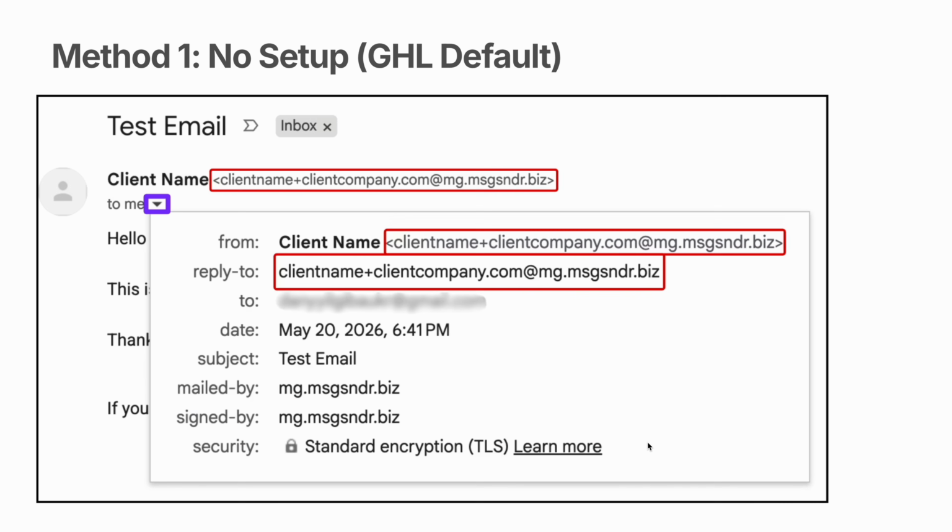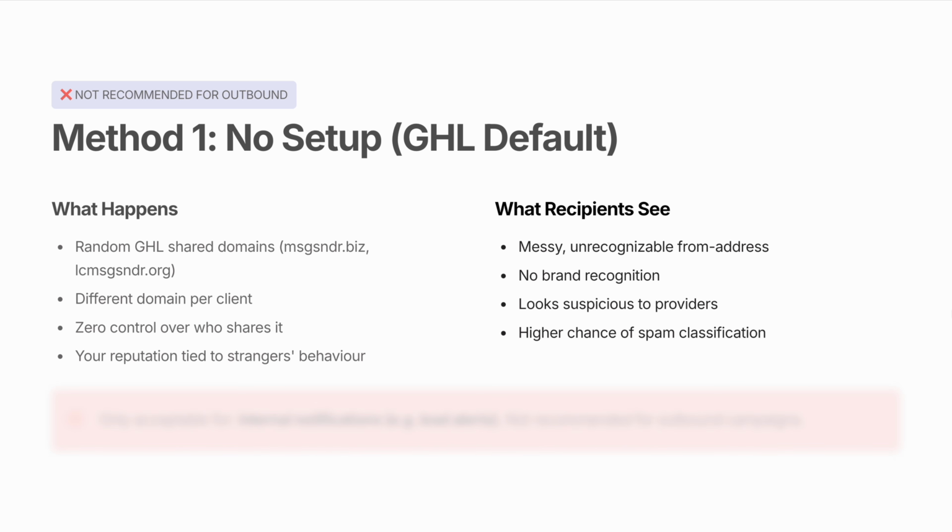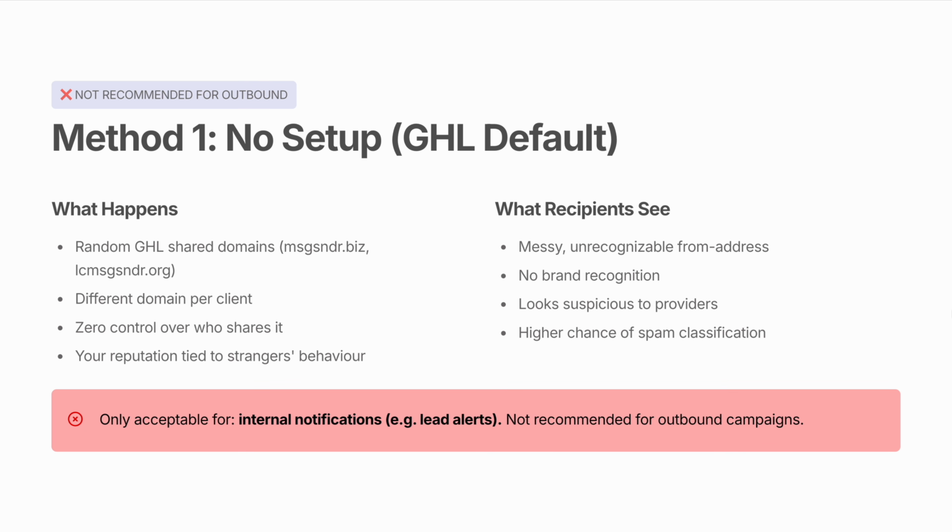And look at what the email recipients usually see in their inbox. That from address, it's messy. It's unprofessional, and it tells the email provider absolutely nothing trustworthy about who is sending this. The only time this is acceptable is for internal system notifications, like alerting your client when a new lead comes in. It's good for low volume, one recipient, low risk emails.